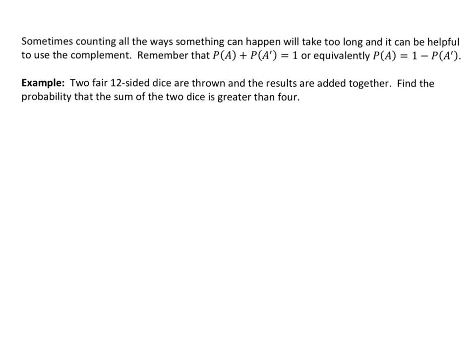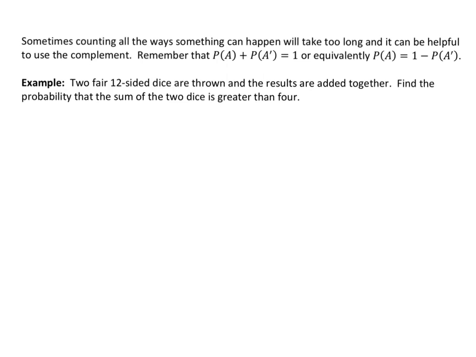So for this example, I want you to think about rolling 2 fair 12-sided dice and adding the results together. And you're being asked here to find the probability that the sum of the 2 dice is greater than 4. So think for a moment what a lattice diagram for this problem would look like. If you need to, pause the video.